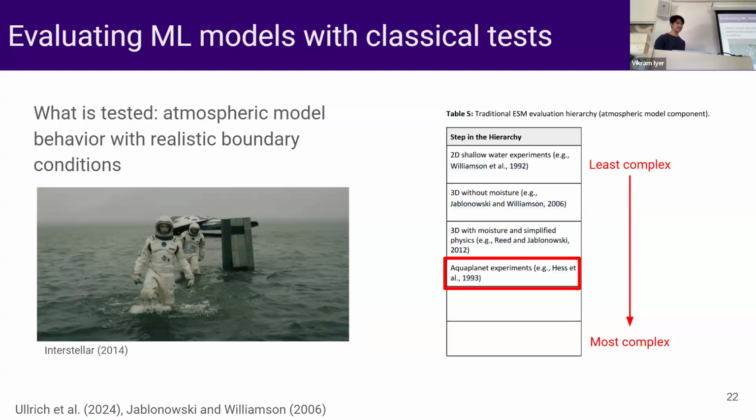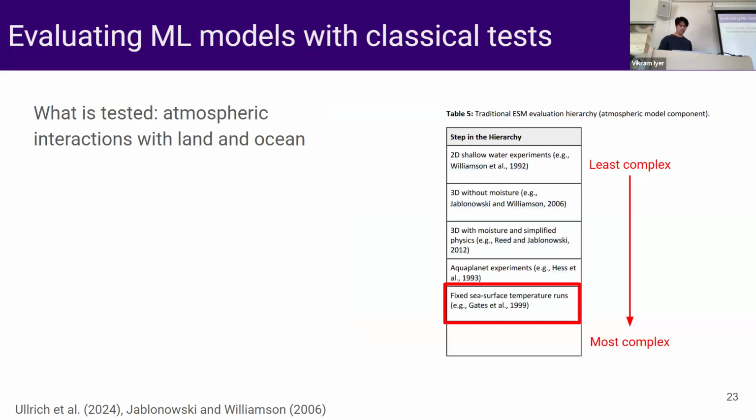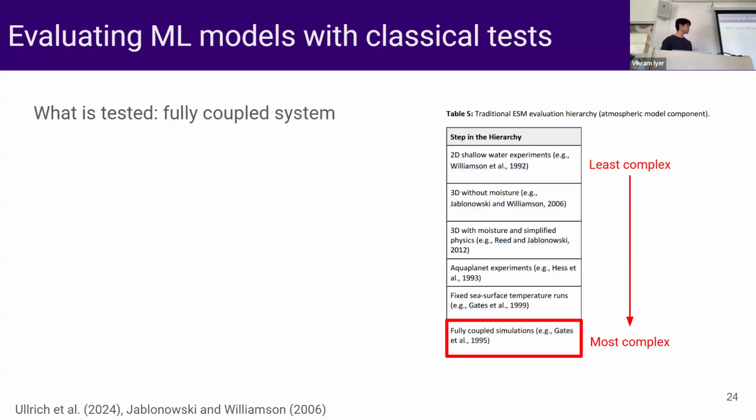And so this is the next step in the hierarchy of our testing. From there, you can add in land and the double boundary condition of land and the ocean and how those interact with the atmosphere. But you're fixing the sea surface temperature, so you don't have a dynamic moving ocean. And then finally, you can couple the whole thing together.